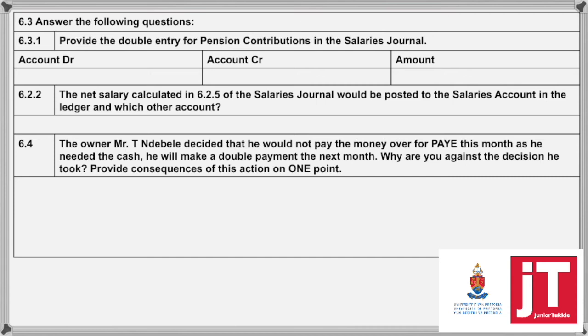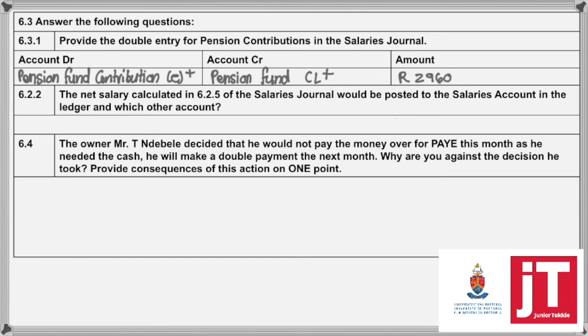Then we continue to question 6.3, and it asks us to answer the following questions. Provide the double entry for pension contributions in the salaries journal. The contribution is the total cost to company, that's the expense, so we're always going to debit pension fund contribution. And where's the credit? In the fund account, so we owe the money to the fund. The pension fund current liability will increase with the amount from the salaries journal, 2,960 Rand. Sorry for the typo there, it should be 6.3.2.